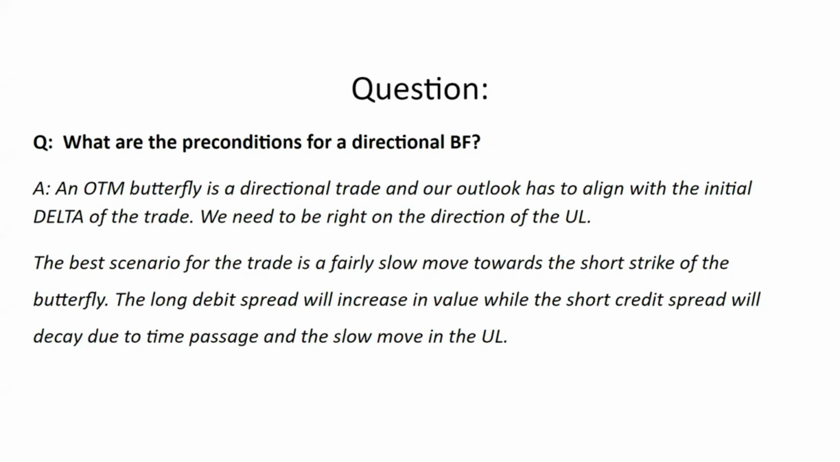An out of the money butterfly is a directional trade in nature, and our outlook has to align with the initial delta of the trade. We need to be right on the direction of the underlying. That is the most important part. If we're putting in an out of the money call butterfly because we're bullish and the stock or ETF or whatever it is that we're using is going in the opposite direction, it's not the butterfly's fault that it's not working. And I think that we just need to reconsider our trade altogether.